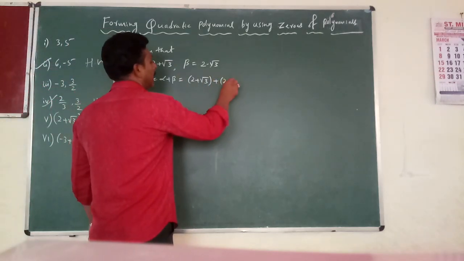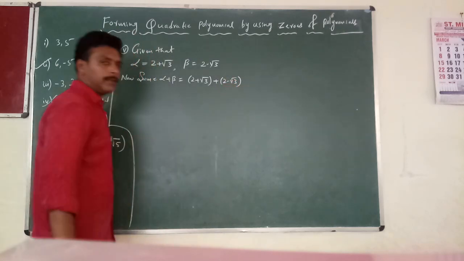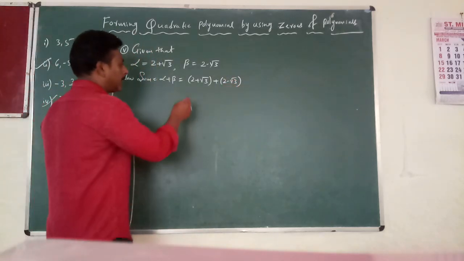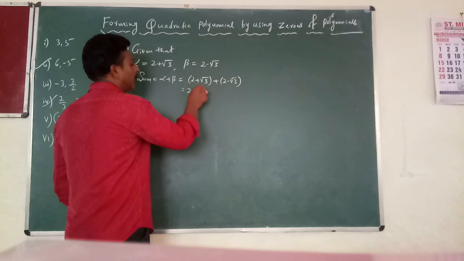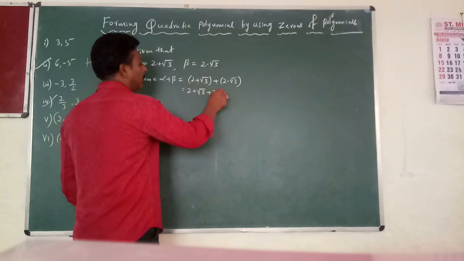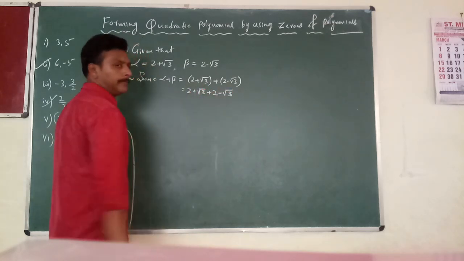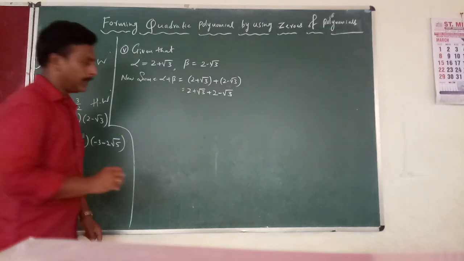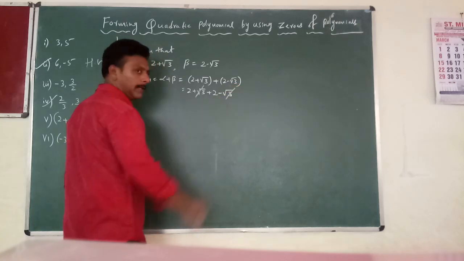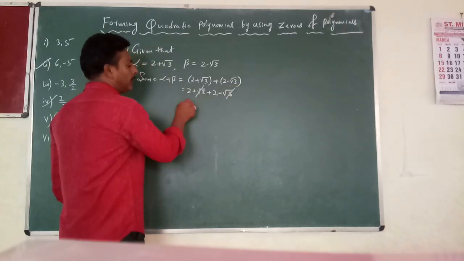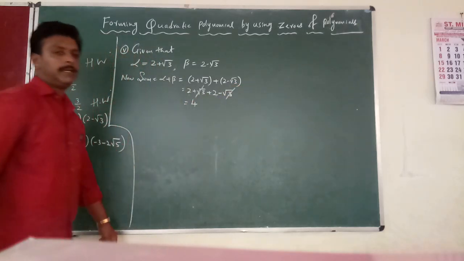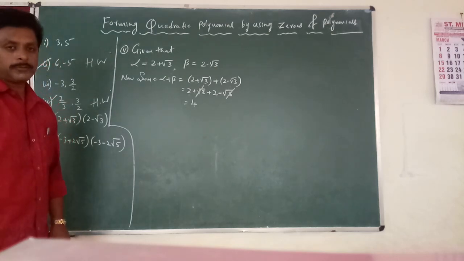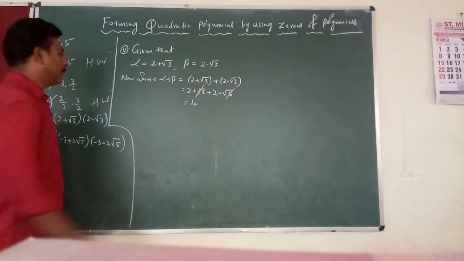Plus 2 minus root 3. I substituted only. Now remove the bracket. 2 plus root 3 plus 2 minus root 3. All of you know, plus root 3 minus root 3, tata bye bye, so these two get cancelled. 2 plus 2 is equal to how much? 4. This is the sum of the zeros of the given polynomial.